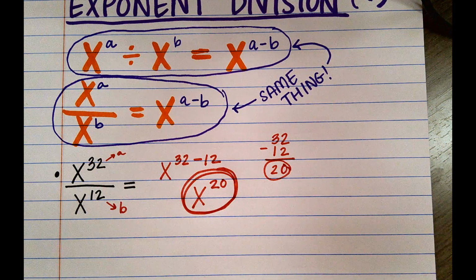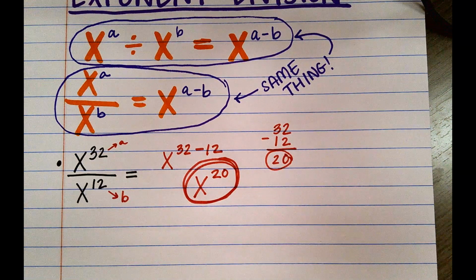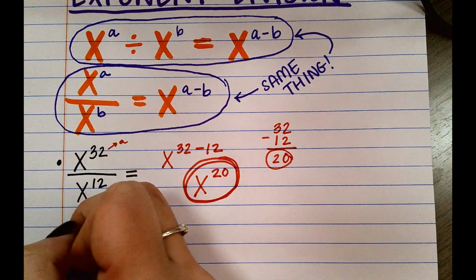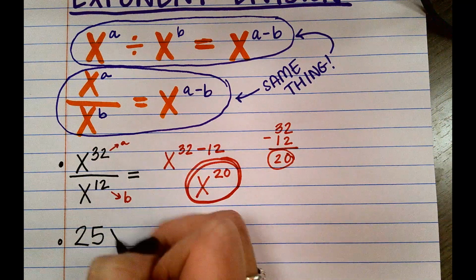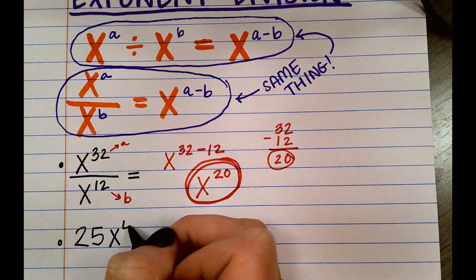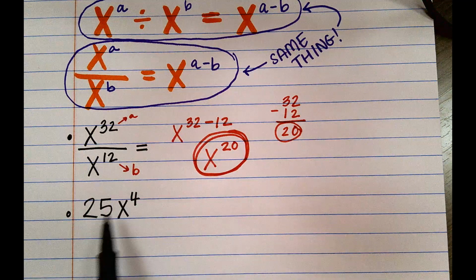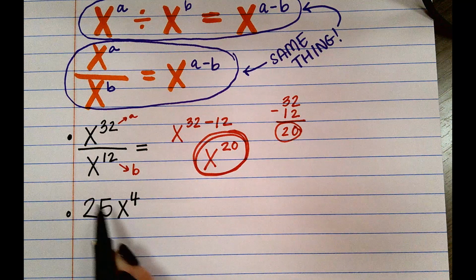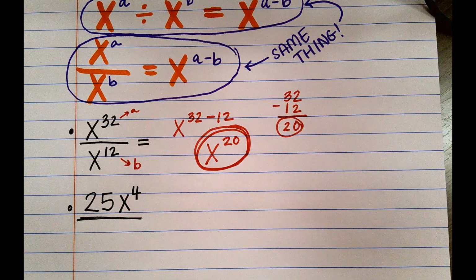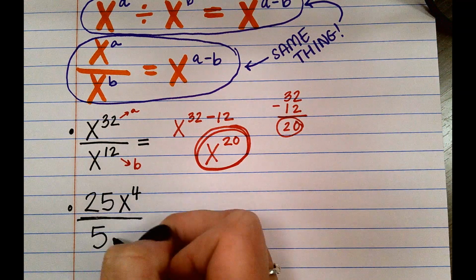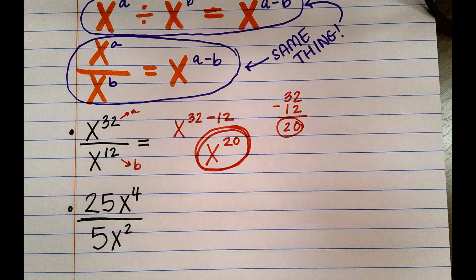Now, the only part that it can get a little tricky on is something like this. I'm going to give you one more example here. What if I gave you 25x to the 4th power? Now I gave you a coefficient, a big number, not an exponent, divided by 5x to the 2nd power.